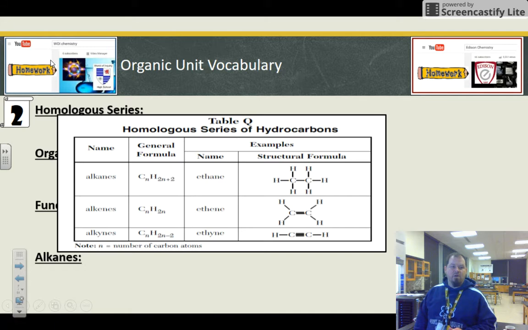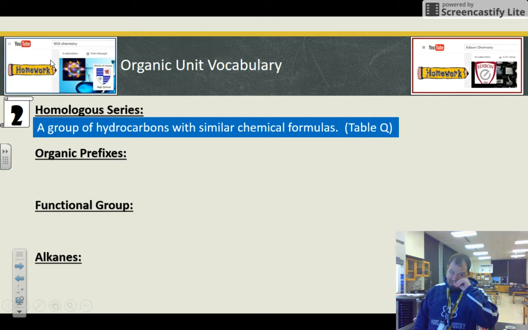How do we figure out how many carbons to how many hydrogens? And those mathematical formulas work out where N is the number of carbons. Okay, and we will use this quite a bit until we get thoroughly versed with anes, enes, and ynes. And this is a group of hydrocarbons with similar chemical formulas. Table Q. Okay, homologous series.